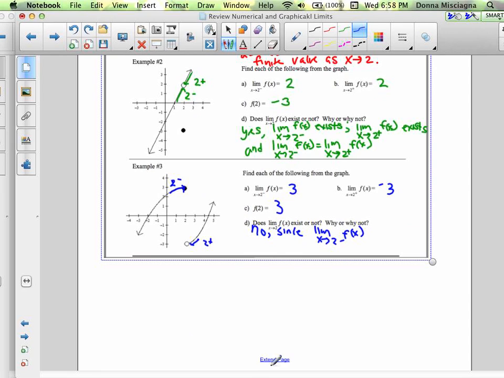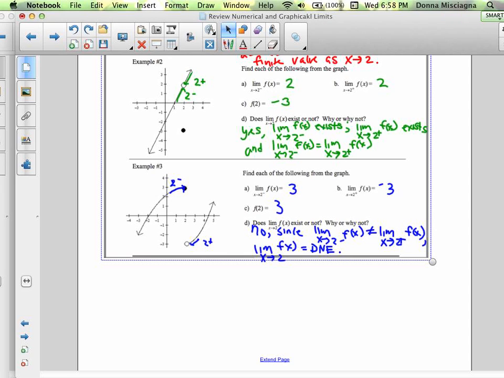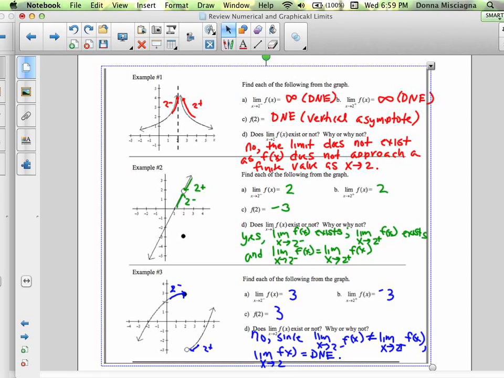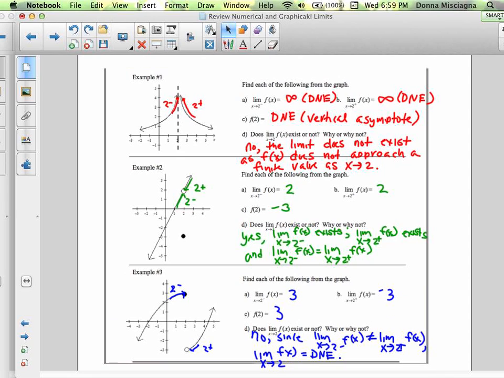So since the limit as x approaches 2 from the left of f of x does not equal the limit as x approaches 2 from the right, the limit of f of x as x approaches 2 does not exist. Right? So this is not a limit that exists because the left-hand side and the right-hand side are not the same limit. You can see that we have an issue here. We have a jump discontinuity.